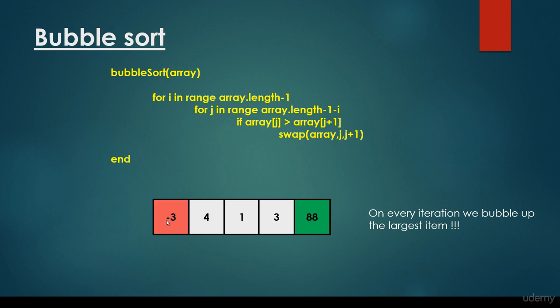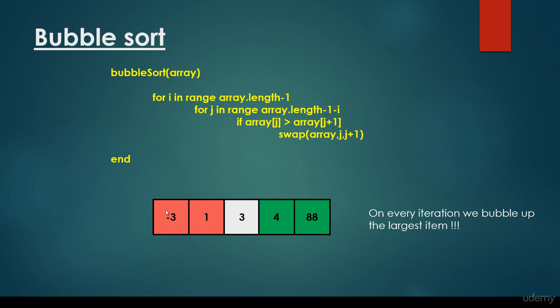Okay, of course, then we start again. -3 and 4, they are in good position. What about 4 and 1? Of course, we have to swap them. What about 4 and 3? Basically, what's very important to see is that we have to compare adjacent items. We don't compare -3 and 4, or -3 and 3. We compare adjacent items. They are not in the right position, so we swap them. And again, 4 is in its right position because 4 is greater than every other item. We don't talk about 88 because we have already considered it, but 4 is the second largest item in the array. And we start again.